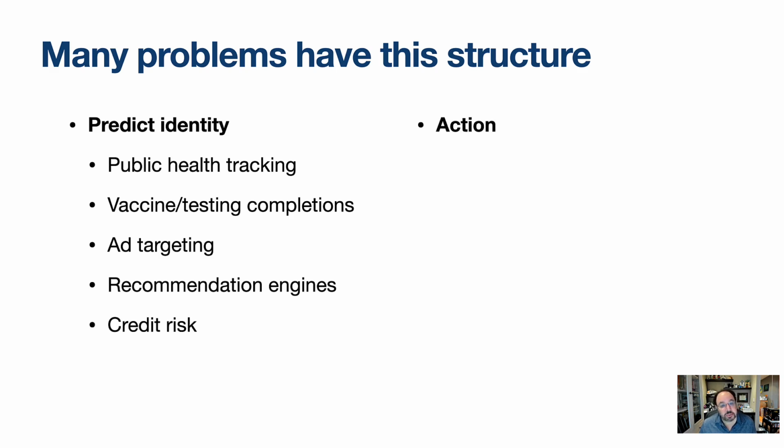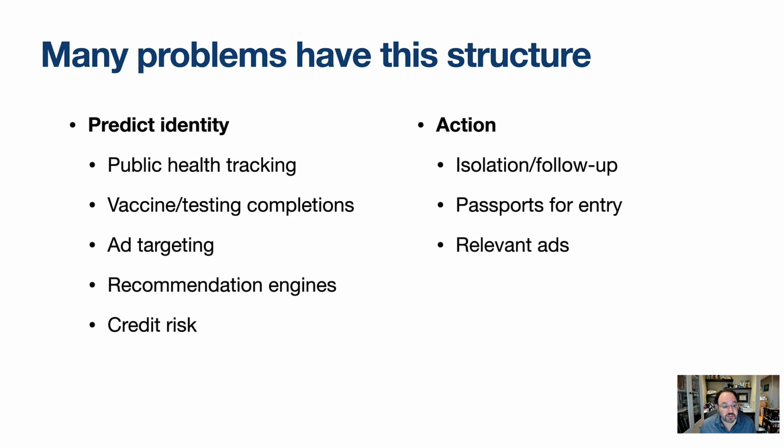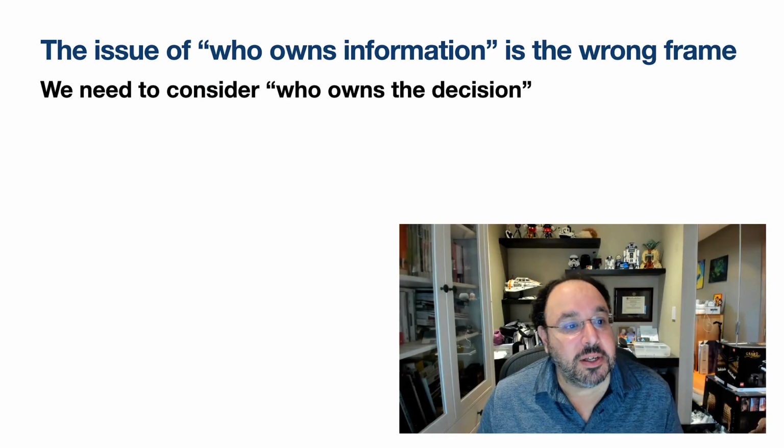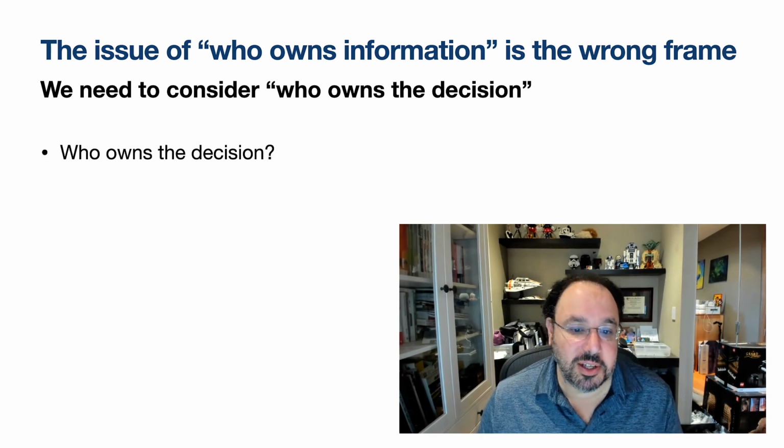And for each of these, predicting identity, there's an associated action that's being informed. Isolation and follow-up, passports for entry, relevant ads, relevant matches, and price risk for credit risk. Who holds the action drives the privacy trade-off in each of these things. It's the action, much less than the information, that drives those privacy trade-offs and the ability to have people's incentives impacted by this, and also things like mimicking other forms of identity. So the issue of who owns information is, in my opinion, the wrong frame. We really need to consider who owns the decision for much of the dilemmas we face.